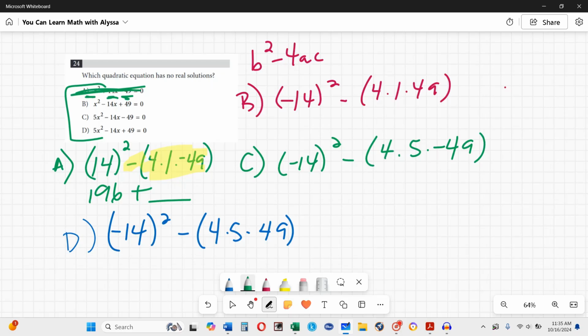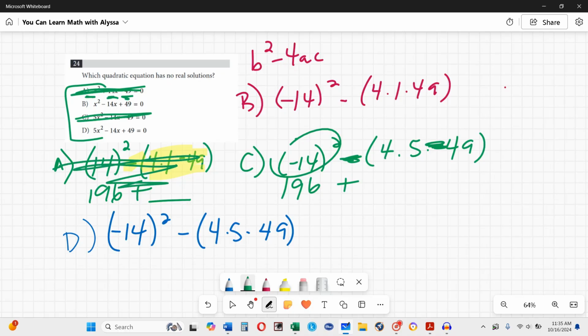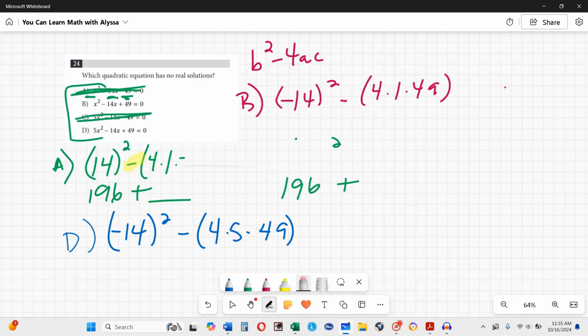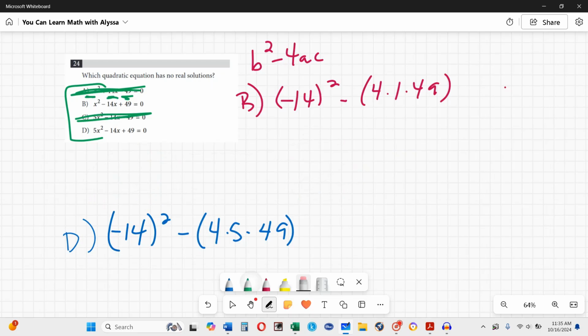When I look over here at C, I see the same thing. I see this negative 14 squared. That's going to be another positive 196. And I've got a negative, and I'm minusing this negative. That's going to be adding another positive number. I don't have to do that math. C is out too. So A is out, and C is out. Actually, just erase them. Get them out of there. Okay, so now I just have B and D left.